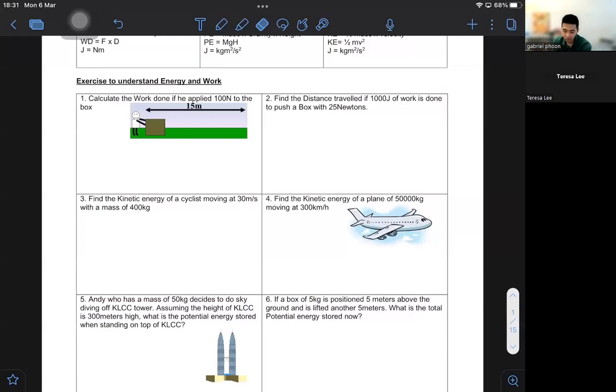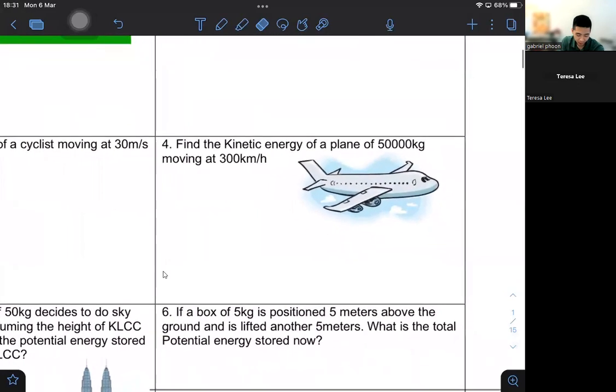How do you convert km per hour to? Oh, okay, very good. Let me teach you right now. So if you see these kind of scenarios, right?